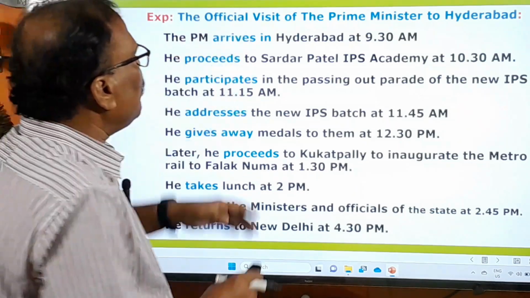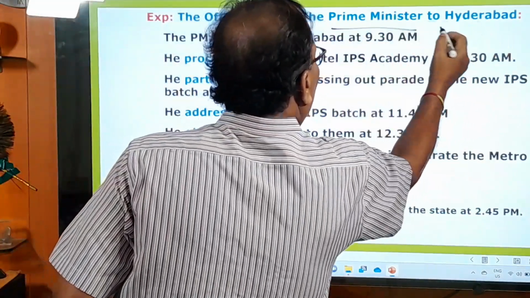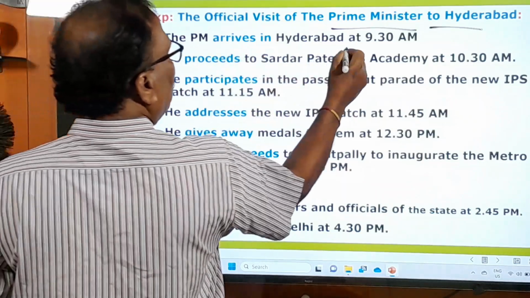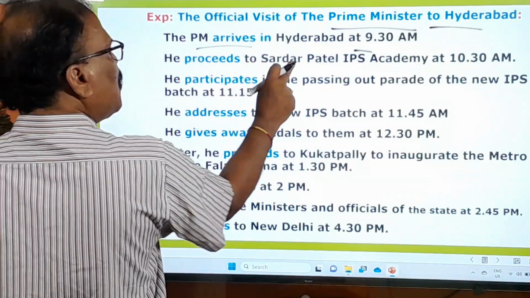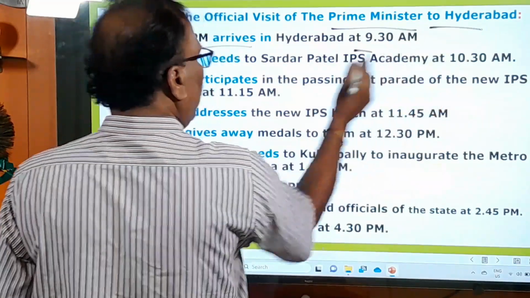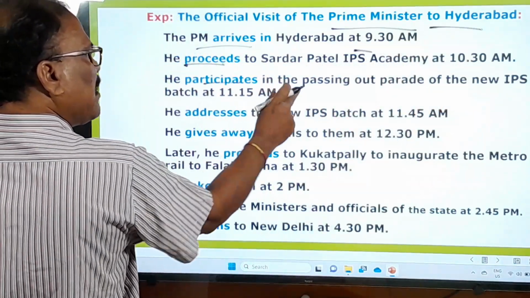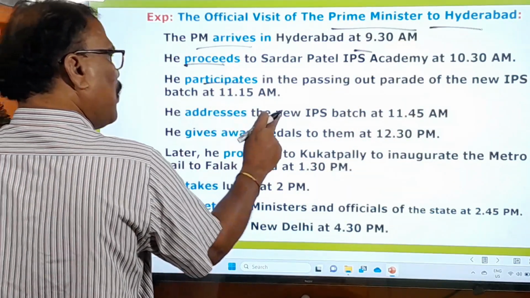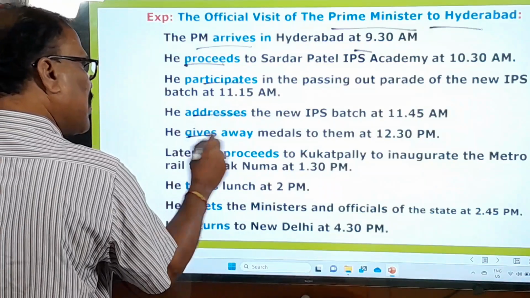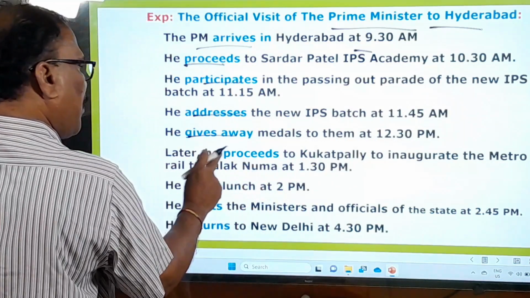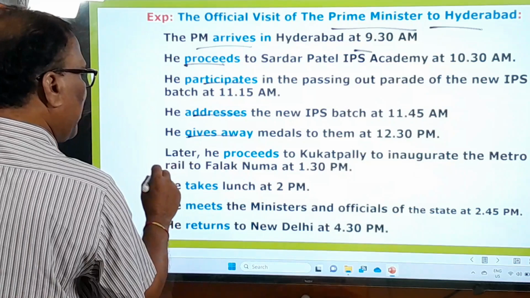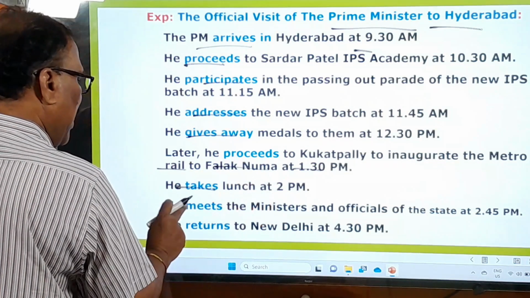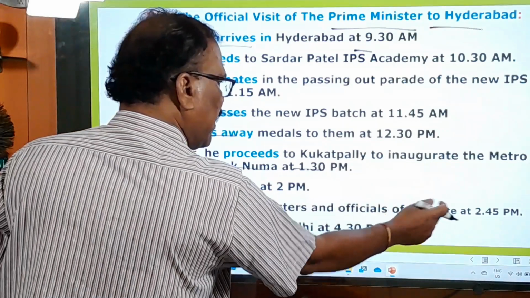And this is the official visit of Prime Minister Modi to Hyderabad. The PM arrives in Hyderabad at 9:30. Simple present. He proceeds to Sardar Patel IPS Academy at 10:30 a.m. Proceeds. He participates in the passing out parade of the new IPS batch at 11:15 hours. He addresses the new IPS batch at 11:45. He gives away medals to them at 12:30 p.m. He proceeds to Kukatpally to inaugurate the metro rail to Falaknuma at 1:30. Yes, he takes lunch at 2 p.m. He meets the ministers and officials of the state at 2:45.